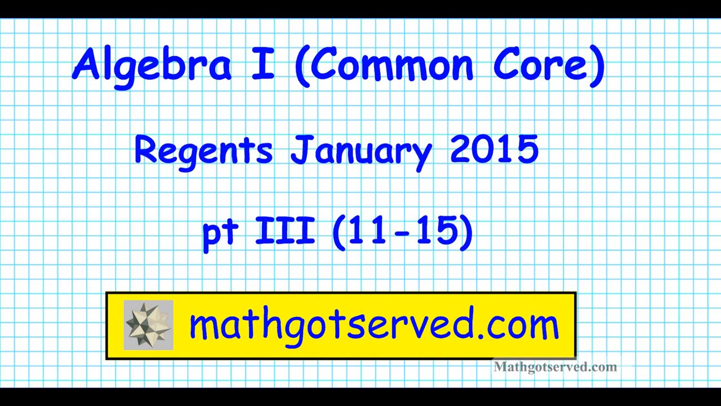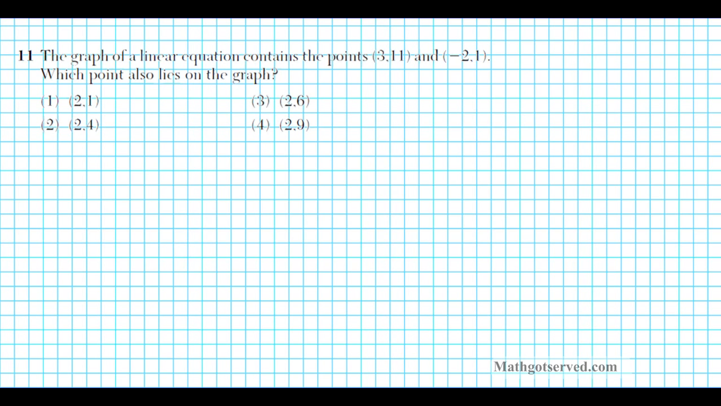In this clip, we're going to be going over problems 11 to 15 of the Algebra 1 New York Regents Common Core Examination for January 2015. Number 11 reads, the graph of a linear equation contains the points (3, 11) and (-2, 1). Which point also lies on the graph?